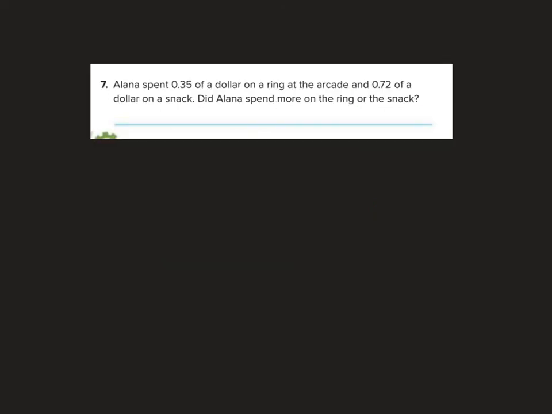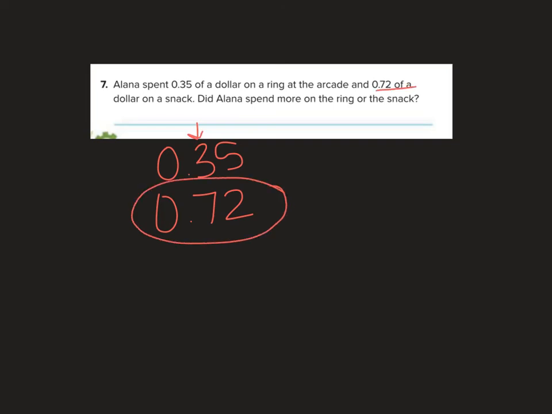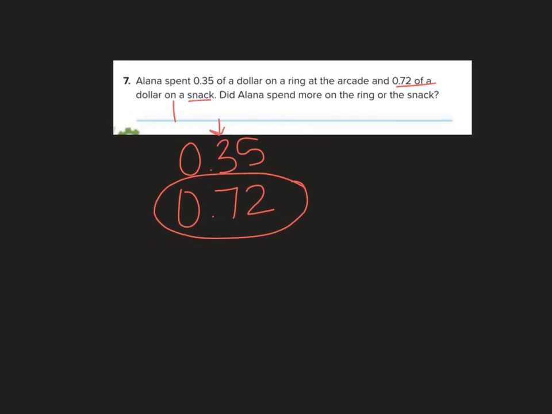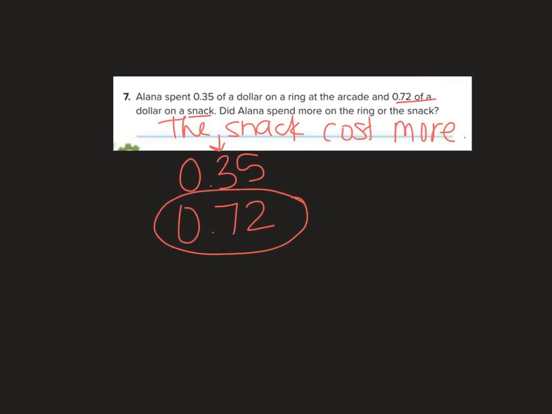Elena spent 35 cents, 35 hundredths of a dollar on a ring at the arcade and 72 hundredths of a dollar on a snack. Did she spend more on the ring or the snack? This is the greater value, and that was the snack. The snack cost more. So earlier I had said make sure you stack them. If there are 3, hey, you might as well do it if it's 2 as well. So that's really going to be helpful for you, I think, to visualize to see which one's bigger.